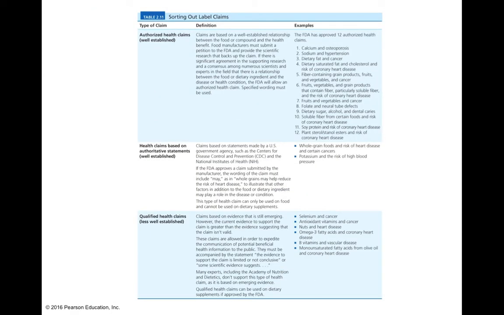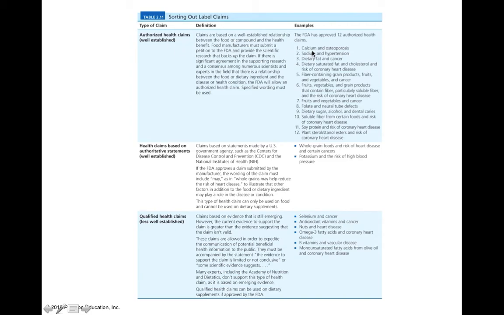So how do we sort out the label claims? So we have three major terms: authorized health claims, claims that are well established; authoritative statements, these are well established but not authorized yet; and qualified health claims, which are significantly less well established. So if the claims are based on a very well established relationship that has been authorized by the FDA, it's considered authorized health claims.